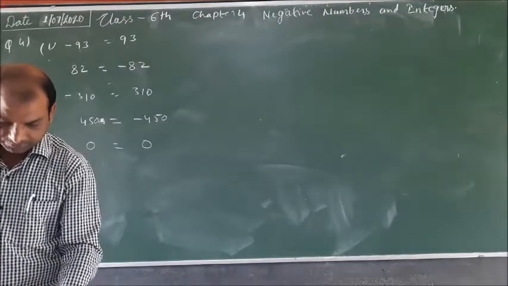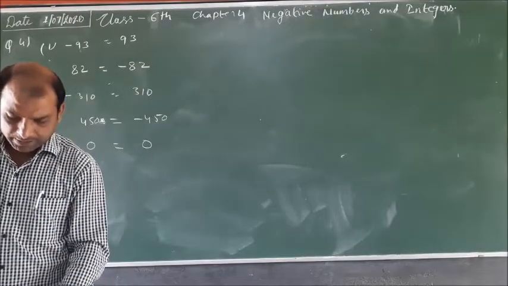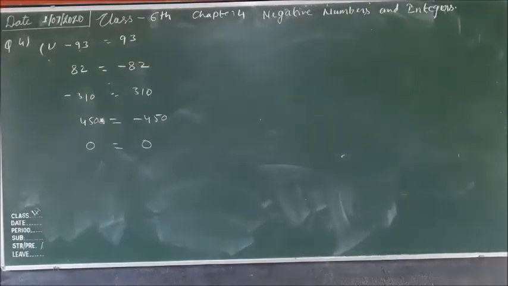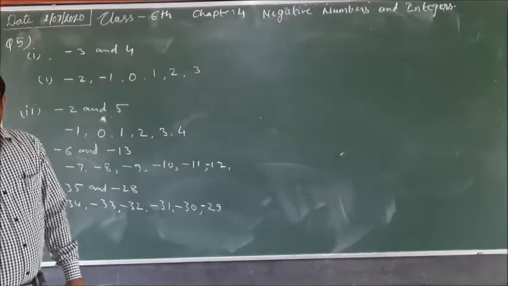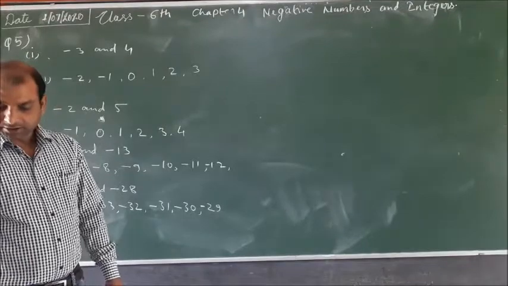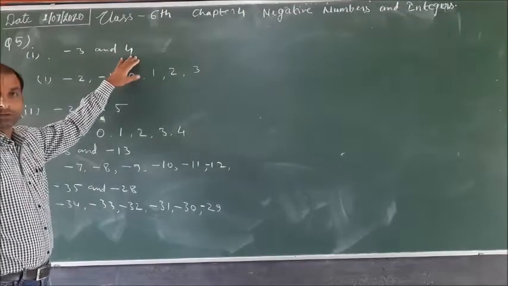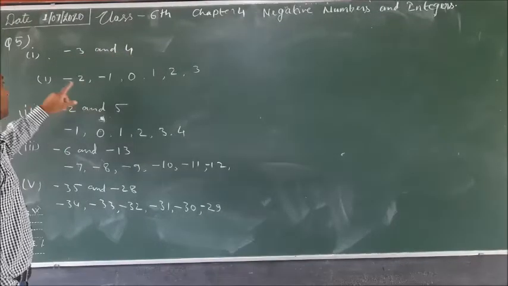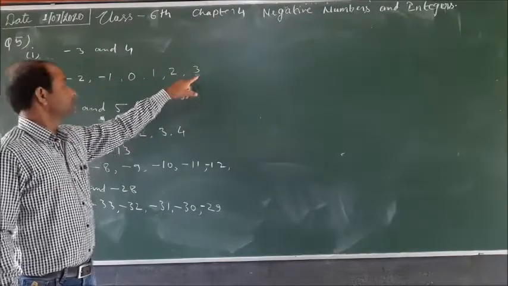Now the question number 5, dear students. Write all the integers between minus 3 and 4. So the integers between minus 3 and 4 are minus 2, minus 1, 0, 1, 2, and 3.